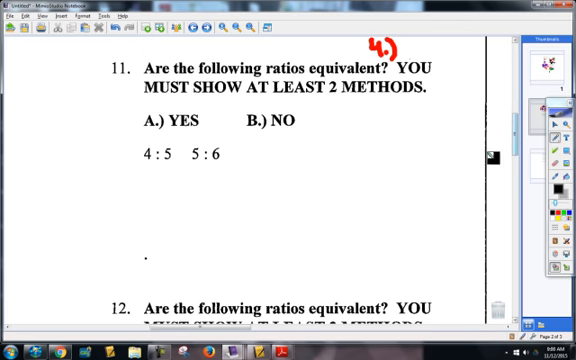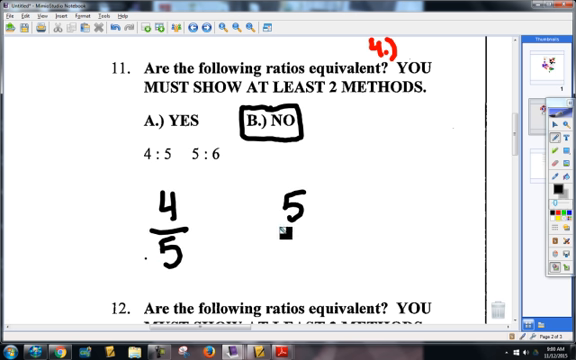Okay, number 2. This is absolutely no. Let's go through the methods. First of all, what should you do with these first and foremost before you even started doing this answer? Raga? Put them into fraction form because I don't even like looking at them like that. I can't imagine you guys doing it.